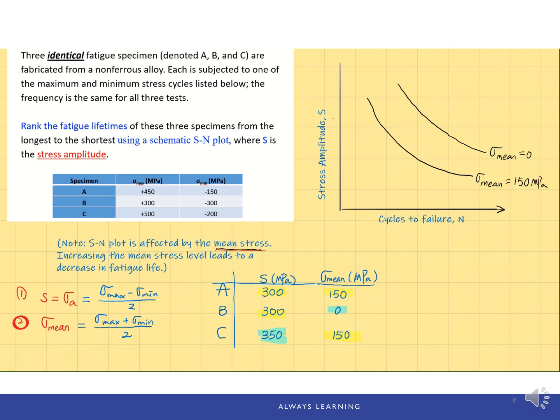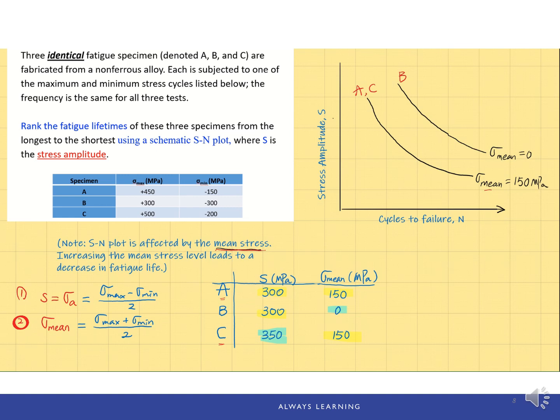Now we are ready to locate the cycles to failure, the N values, for each sample. Before that, let's label the curves to remind ourselves which curve we should use for each specimen. For A and C, we need to refer to the curve that has the mean stress value of 150 megapascal. So the bottom curve is the one we should refer to for samples A and C, and the top one we need to use for specimen B.